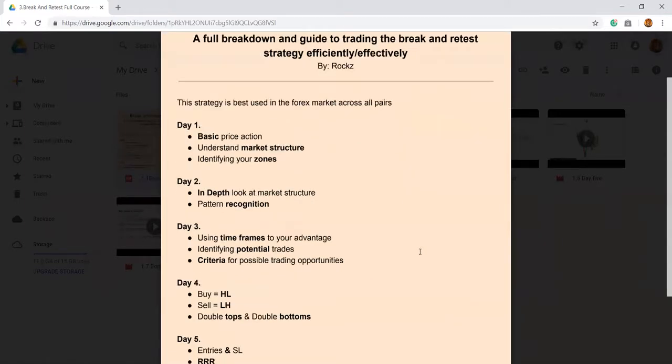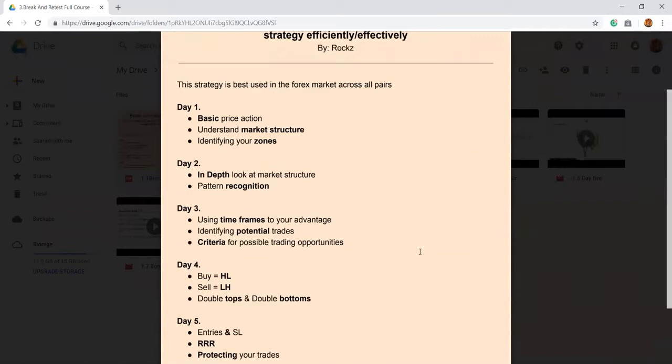Okay, so this strategy is solely to be used in the Forex market. It has not been tested on any other markets, i.e. stocks. So try your best just to stick to the Forex market if you possibly can. And this can be used for major pairs, minor pairs, and exotic pairs. Price action, price action. So I hope you guys find it useful.